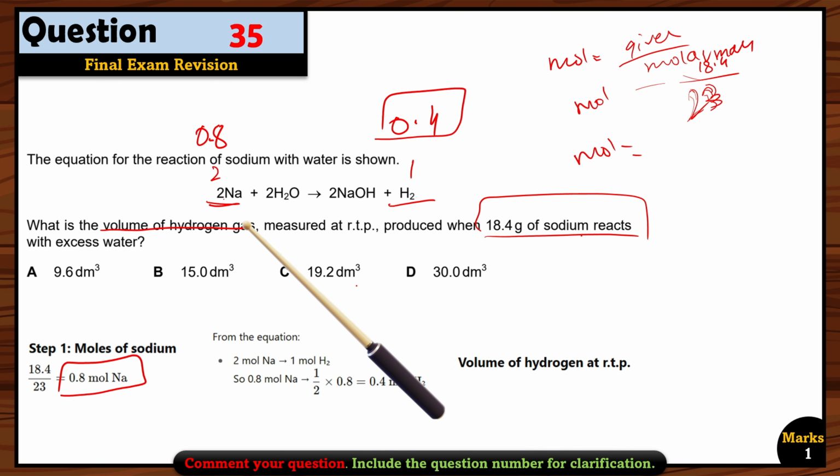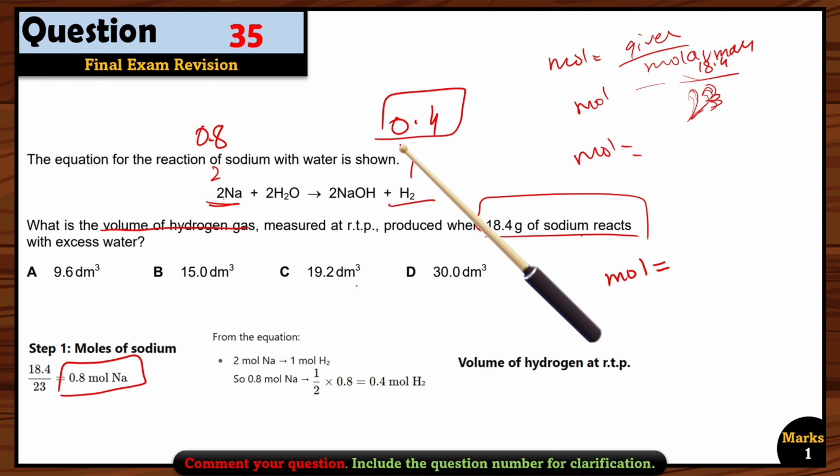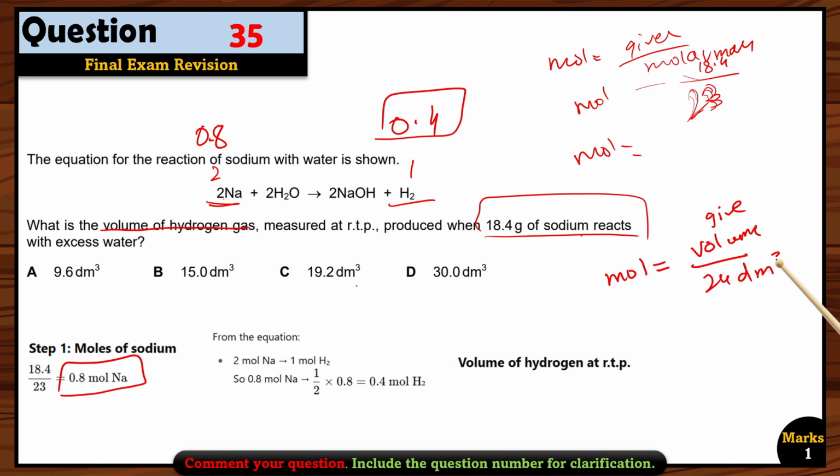Simple, you have to use the mole formula again, but for the gases. So what is the formula for mole for the gases? Mole is equal to the given volume divided by 24 dm cube, right, at standard room temperature and pressure.